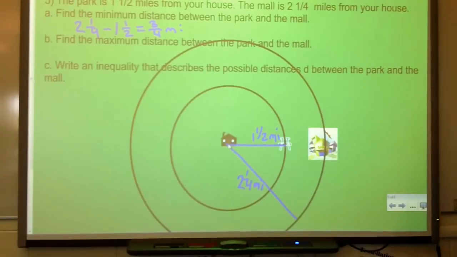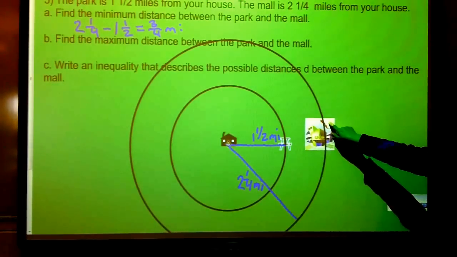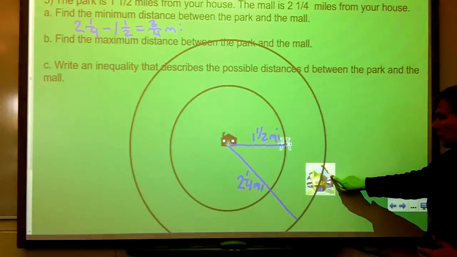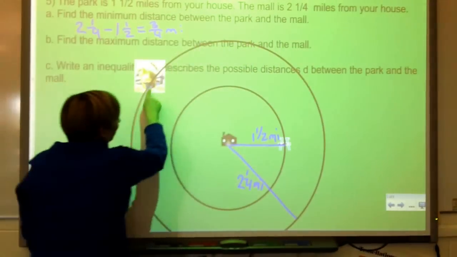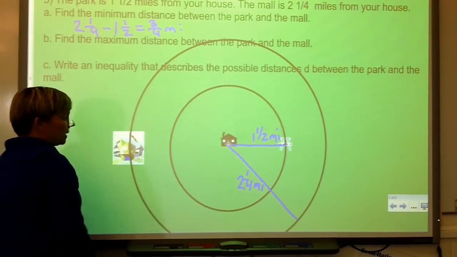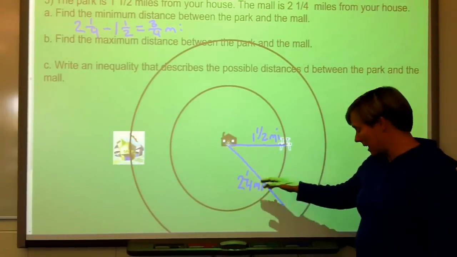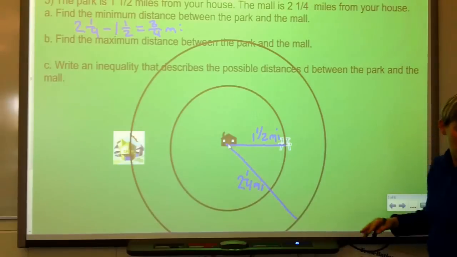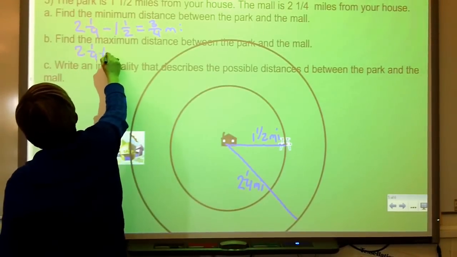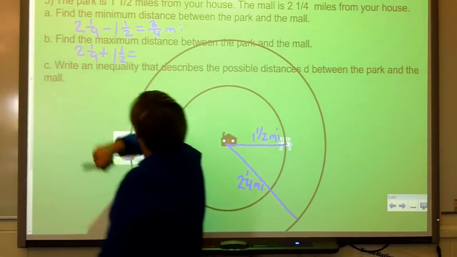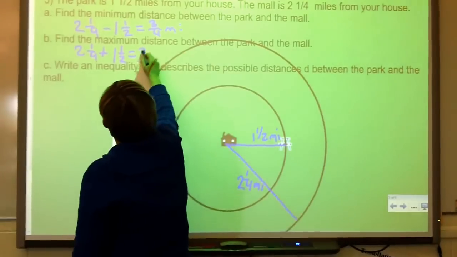Okay, well then what's my maximum distance? My maximum distance would be if I put the mall as far away from the park as I possibly could. Well, if again my mall is anywhere on this circle, then to be farthest away from the park, it would have to be on the complete opposite side of the circle. So to find that maximum distance, I'm going to add the 2 radii of my circles, and I would get a maximum distance of 3.75 miles.